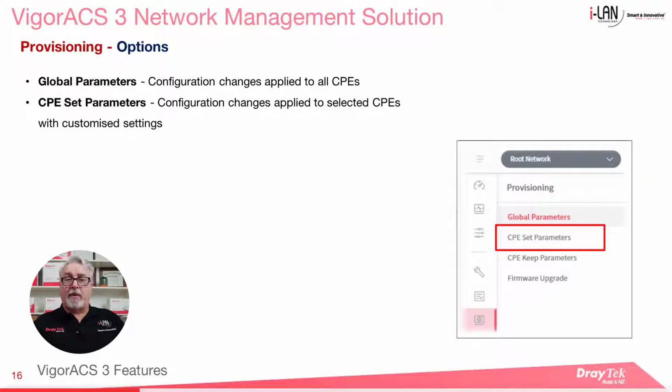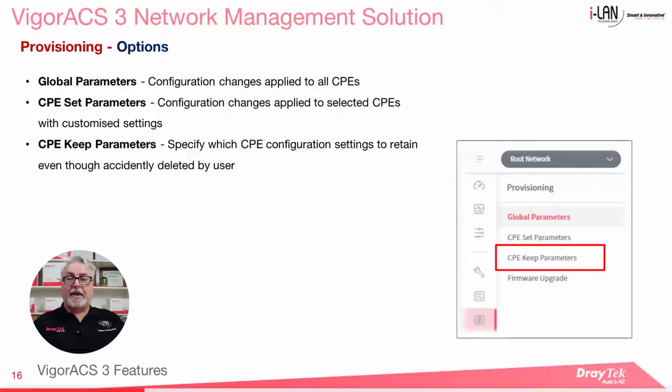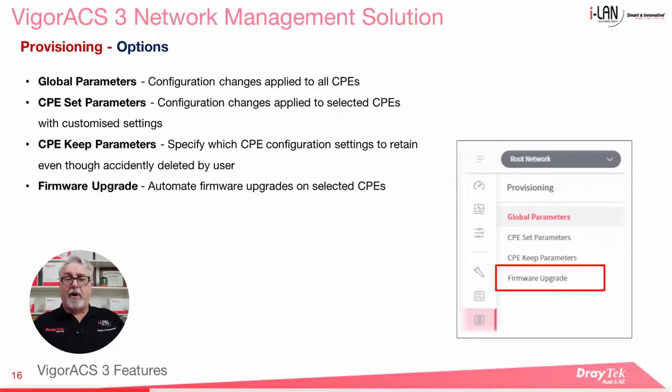We should note that both global and CPE set parameters require an XML file to be created with the required instructions. We'll be going through this in more detail in a future webinar, but today I'll just mention that this option is available. Another useful provisioning option is CPE keep parameters. This is handy when a user either accidentally or intentionally changes some settings in a CPE device. ACS3 will know that the change has been made and will restore the settings specified in the CPE keep parameters list.